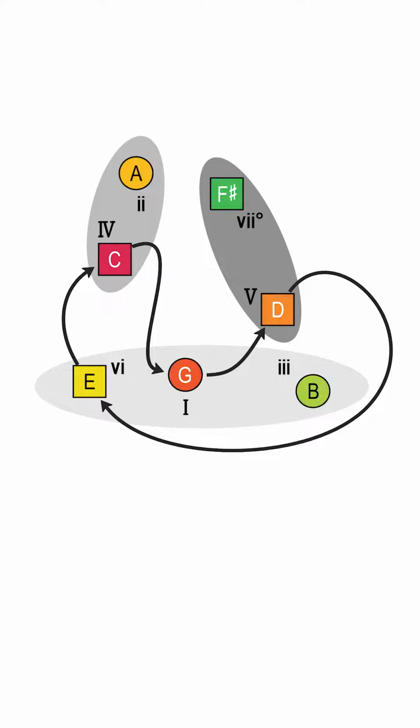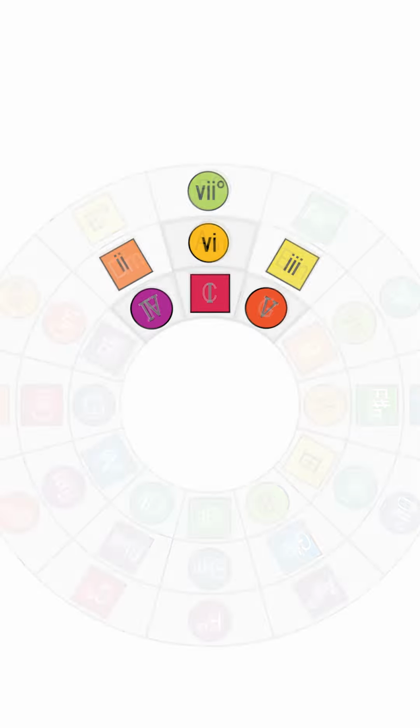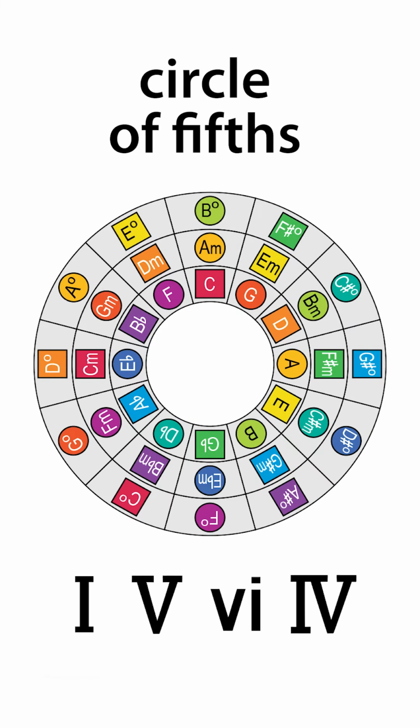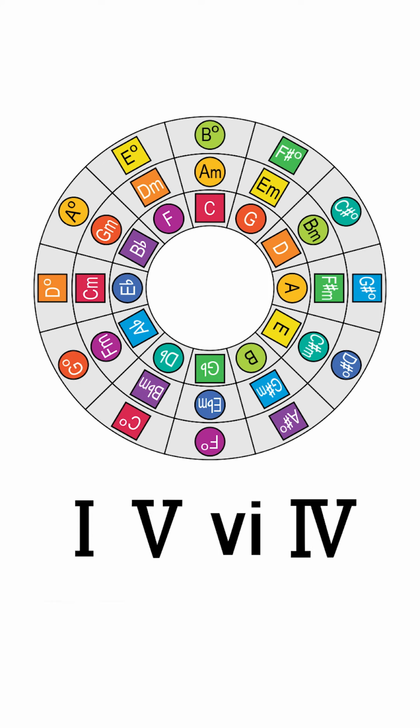And of course, these same relationships apply whatever key you're in, since the patterns of music are consistent and symmetrical in the circle of fifths. Anyway, this is why the 1, 5, 6, 4 progression sounds so good, and why you hear it all the time in music.